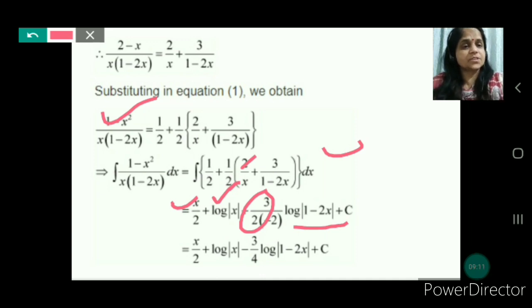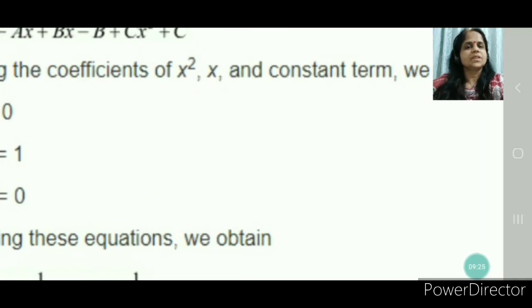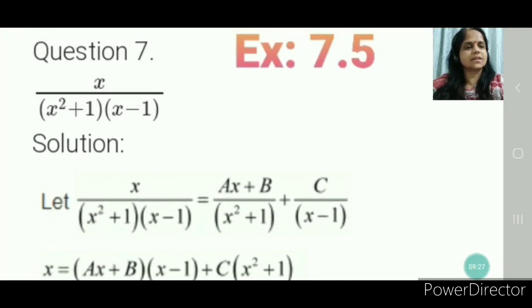And now the coefficient of x is minus 2, so divide by minus 2. Plus c. This is the final answer. Now move to the next question. It's question number 7. Here it is x by (x square plus 1) and (x minus 1).